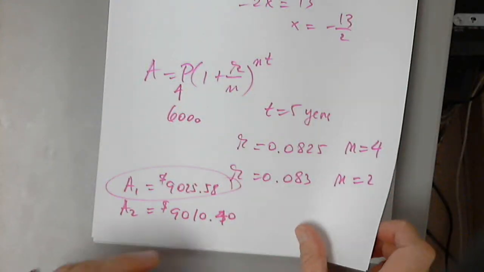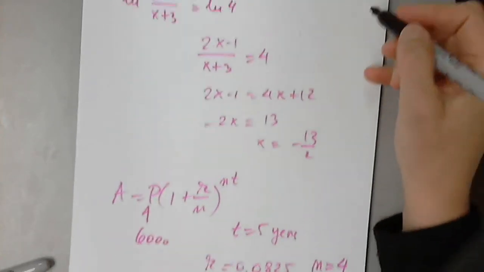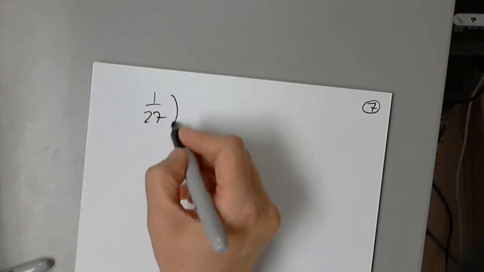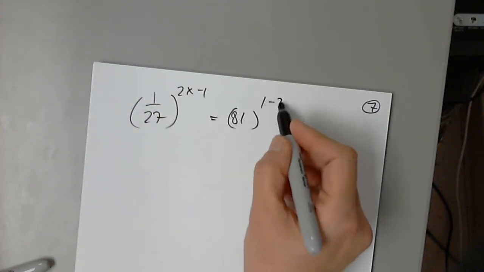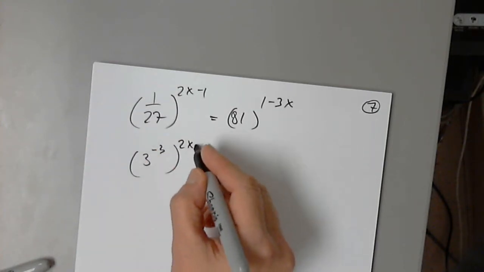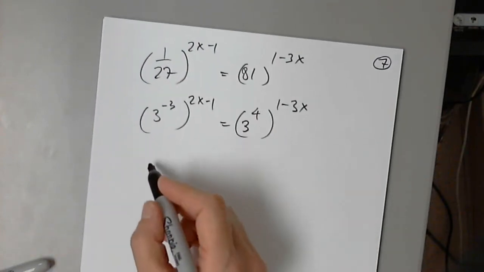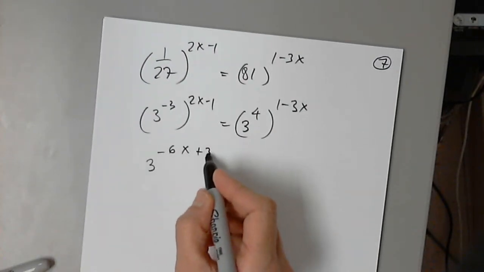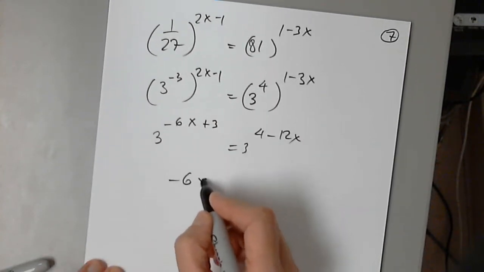And the last problem, so this is 6. Okay, last problem was 1/27 to the power 2x minus 1 equals 81 to the power 1 minus 3x. And this is 3 to the negative 3 to the 2x minus 1, and this is 3 to the 4th to the 1 minus 3x. So 3 to the negative 6x plus 3 equals 3 to the 4 minus 12x. Obviously, the powers have to be the same.